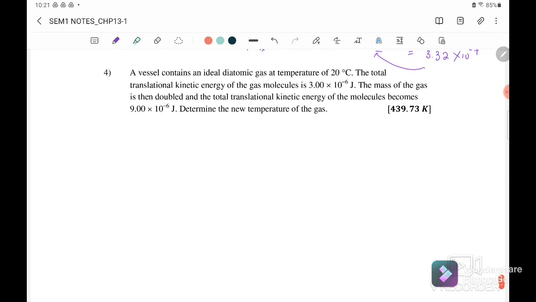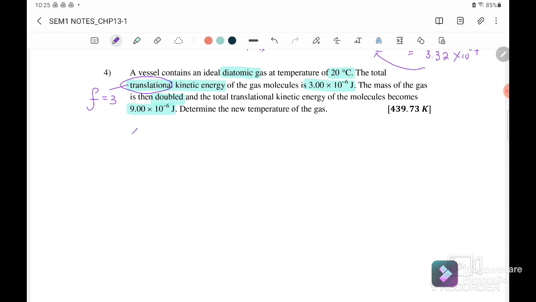Okay, next one, question number 4. A vessel contains an ideal diatomic gas, temperature is 20 degrees Celsius, and the total translational kinetic energy is 3 times 10 to the power of negative 6. The mass of the gas is then doubled, and the total translational kinetic energy becomes 9 times 10 to the power of negative 6. Determine the new temperature. So here we have before and after. From the question, they already told us that this is the translational kinetic energy, where the degree of freedom must equal 3. For monoatomic, diatomic, and polyatomic also, the degree of freedom is 3 because it only involves translational.